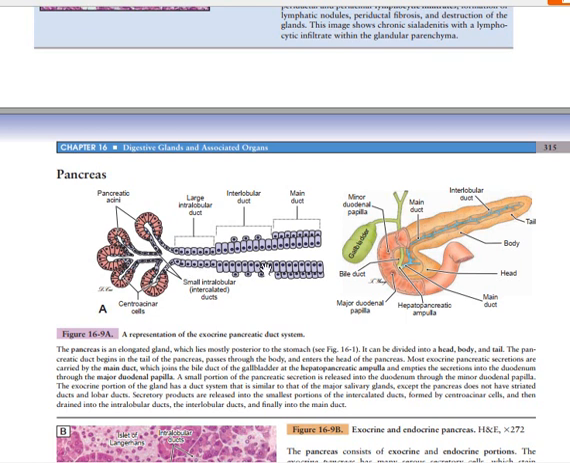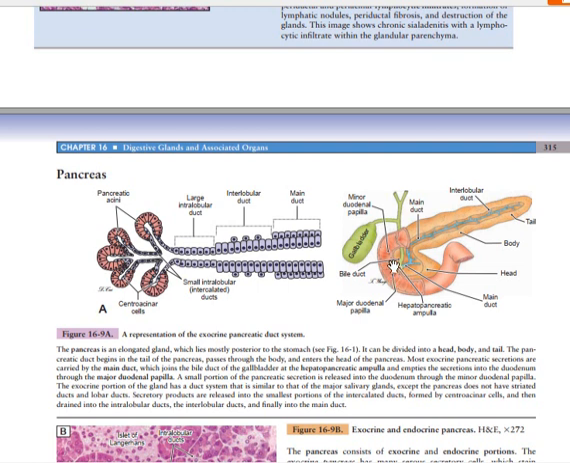intralobular ducts. Then the intralobular ducts are going to bind with each other to form the interlobar ducts that are going to form the main duct. Generally, the main duct, which comes from the interlobar ducts, is going to bind with the bile duct to produce the common bile duct that is going to drain at the level of the ampulla of Vater.